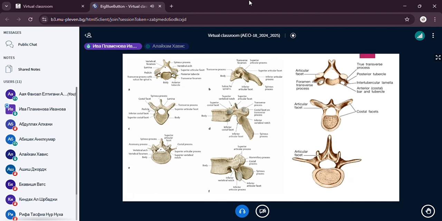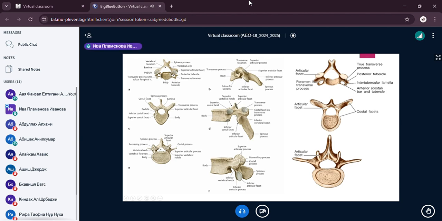And the body is bigger than the cervical, but smaller than the lumbar. So the E is a lumbar vertebra. So A and B are cervical. This is the superior view. Here on this side are the lateral views. A is cervical, C is thoracic, and the last one is lumbar.